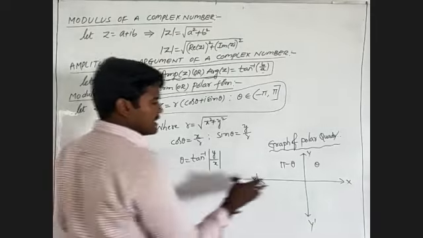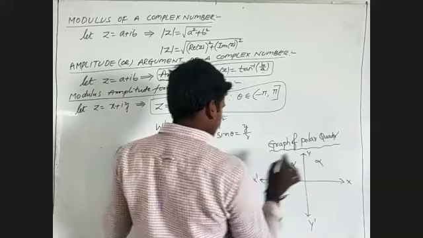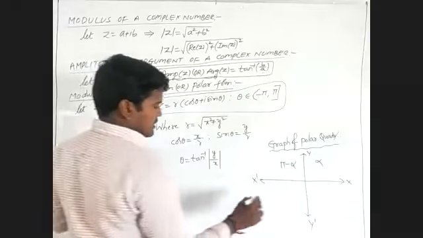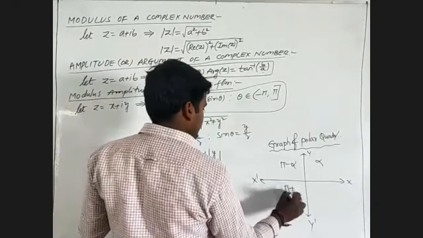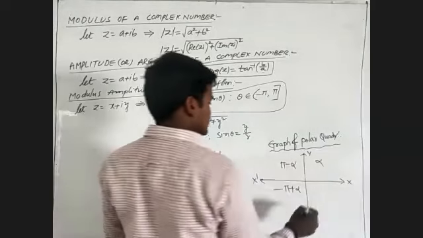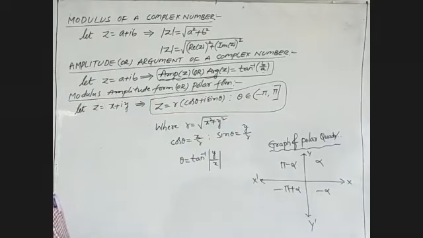Then we take this as alpha. This is also alpha. This one is minus pi plus alpha. Then this is minus alpha. This is the polar quadrant.